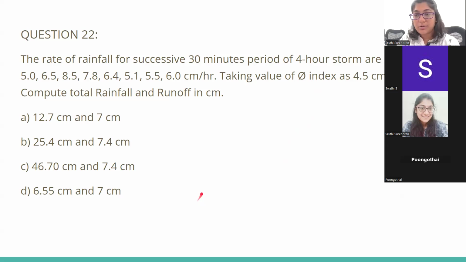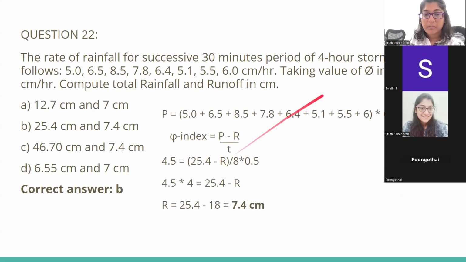Okay, maybe I'll just show how this one is done, so that the next problem you can do on your own. The phi index is given by (P minus R) by T. How do we calculate the total rainfall that is occurring? We need it in centimeters, so just add all the values and multiply by the time. To get it in centimeters, we multiply 5 into 0.5, that is 0.5 hours or 30 minutes, plus 6.5 into 0.5, plus 8.5 into 0.5, and so on. When you do all of that, the total rainfall you get is 25.4 centimeters.